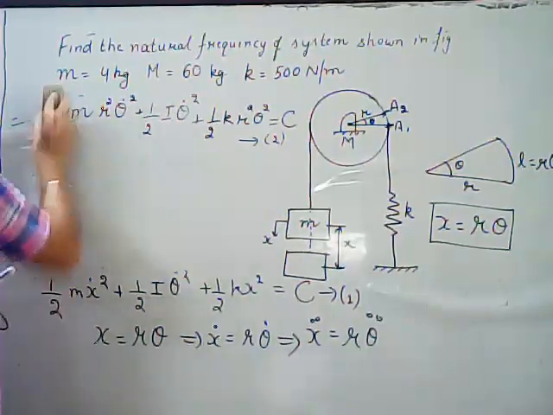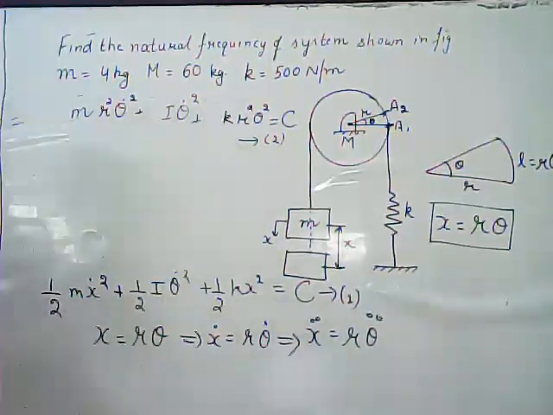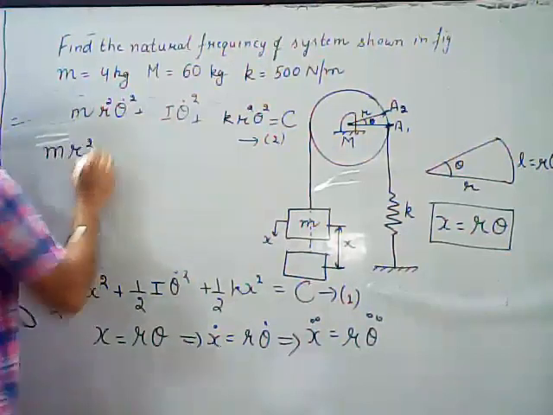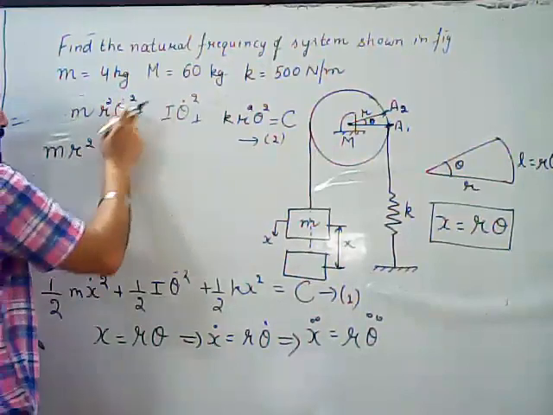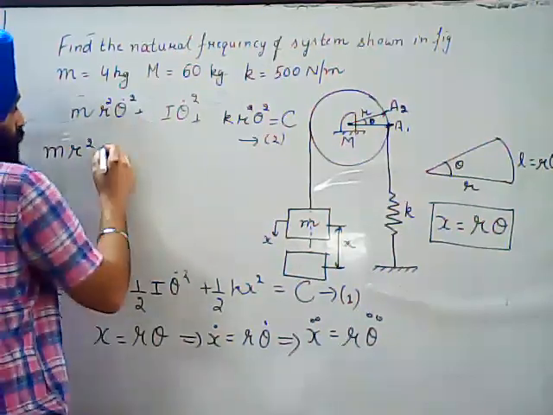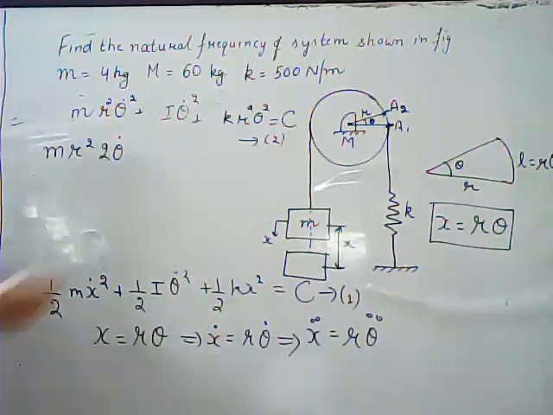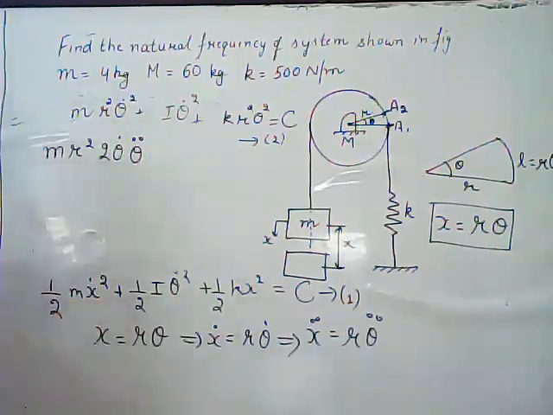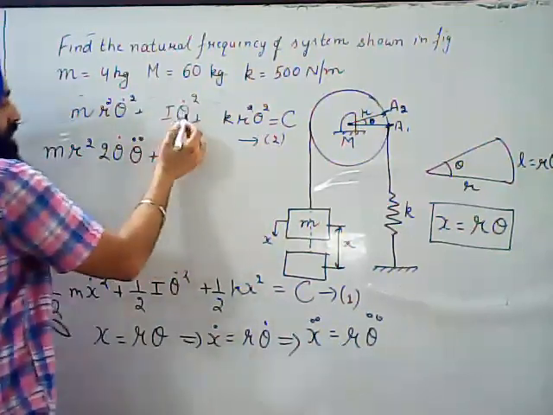Half will be a common term, so this will be cancelled. Differentiating this equation with respect to time, mass will be constant, r square will again be constant. The differentiation of theta dash square, using x raised to power n giving n x to the n minus 1, will be 2 into theta dash into d by dt of theta dash, which is theta double dash.